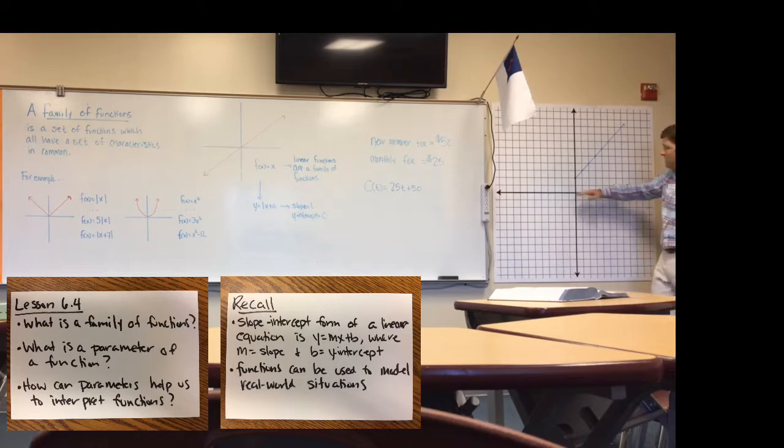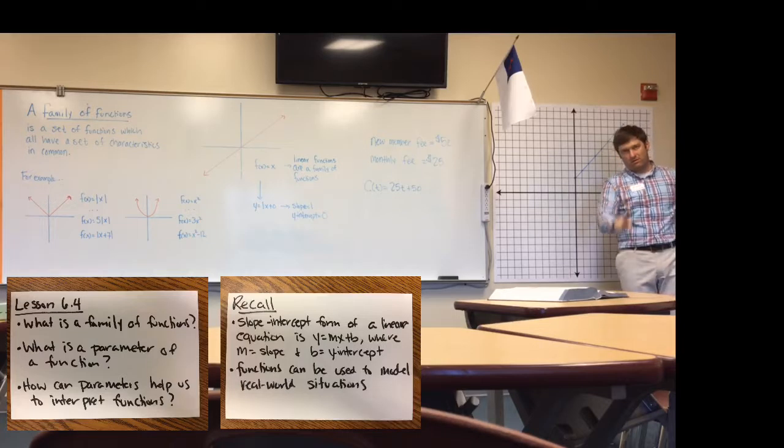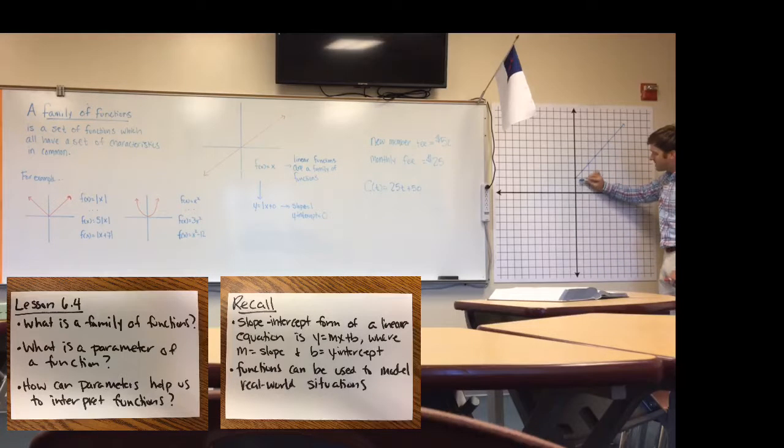My y scale is 25 for every line. Each one of these lines represents $25, and each one of these lines represents 1 month. Notice I started right here, 2 lines up, because I'm starting at $50. Every month I go over 1, I go up another $25. So y-intercept of 50, slope of 25 over 1.